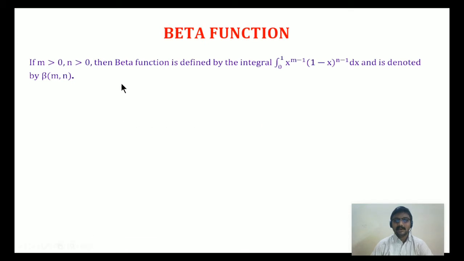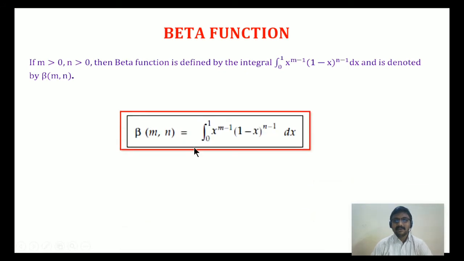Definition: if m and n are positive numbers, then the beta function is defined by the integral from 0 to 1 of x power m minus 1, (1 minus x) whole power n minus 1 dx, and is denoted by beta of m, n. Thus, beta of m, n is the integral from 0 to 1 of x power m minus 1, (1 minus x) whole power n minus 1 dx.